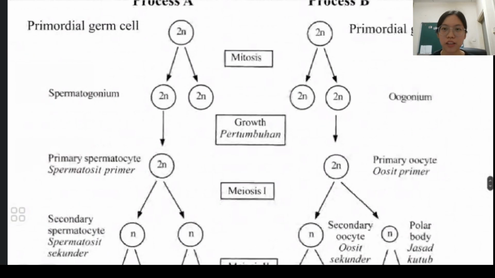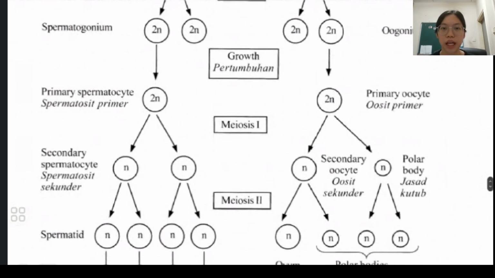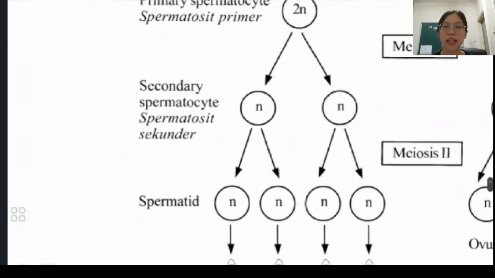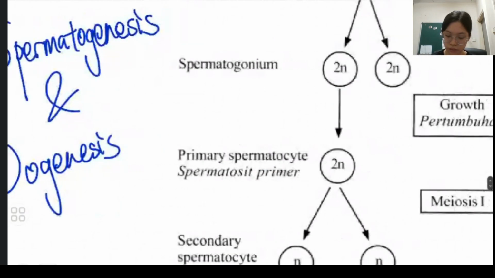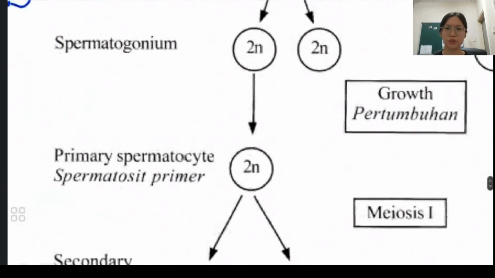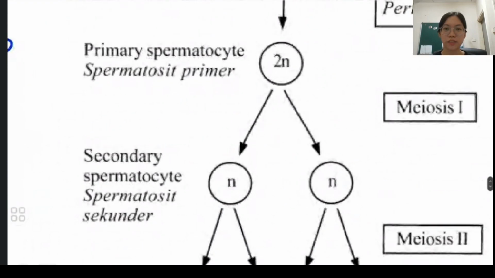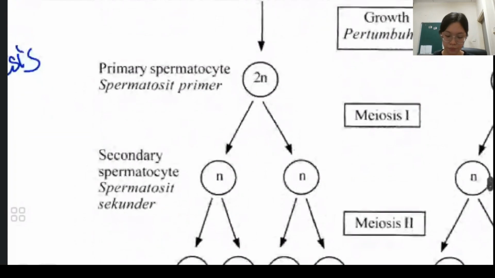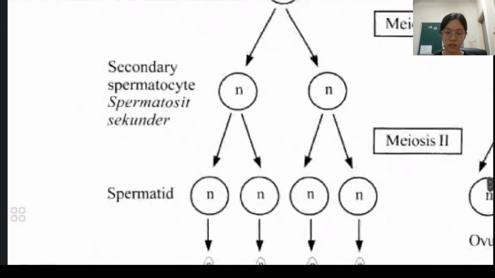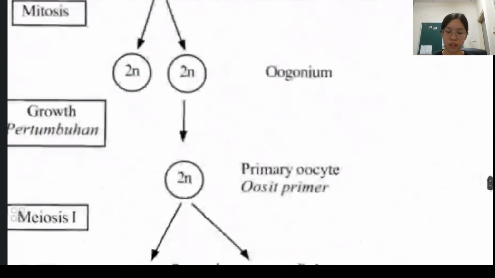So you can see they undergo mitosis, form spermatogonium or oogonium, then undergo growth and development to become primary oocyte. And then the primary spermatocyte undergoes meiosis I to form the secondary spermatocyte. This secondary spermatocyte right here is already haploid. The secondary spermatocyte undergoes meiosis II, forms spermatid, which will differentiate.